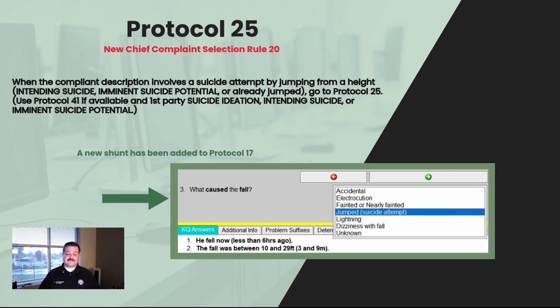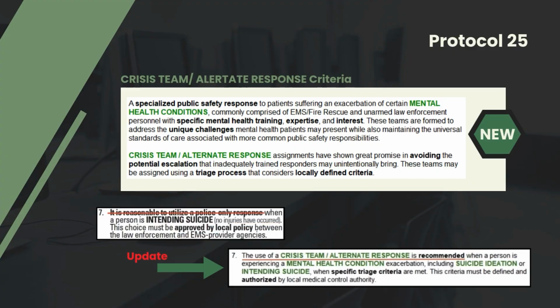And as you all know, Protocol 25 is constantly being worked on, and once again there have been some changes to it. If it's known that a person has jumped with the intent of suicide from case injury, we want to choose Protocol 25 from there. However, if we discover this type of situation while working on Protocol 17, the protocol now shunts us to 25 if key question 3 in Protocol 17 is answered as jumped suicide attempt. Protocol 25 also received some updates regarding the crisis team criteria. Essentially what this does is encourage its use and overall application when warranted.